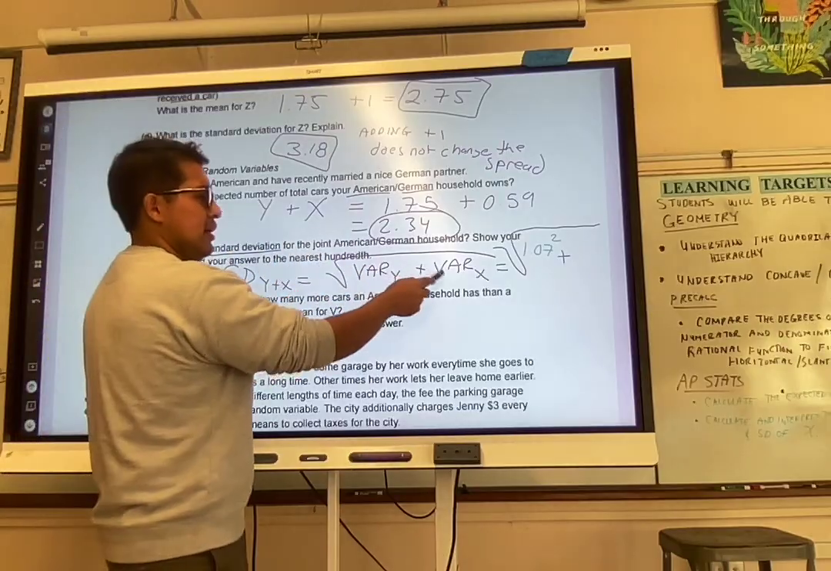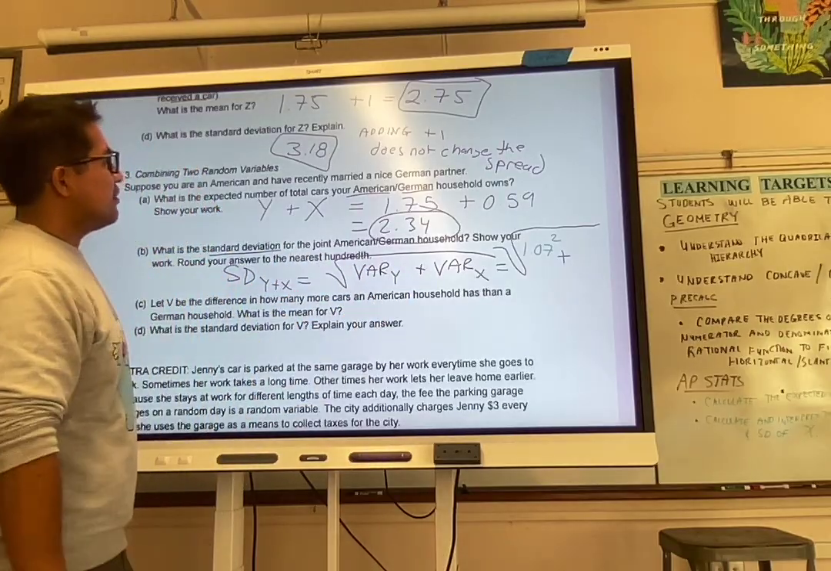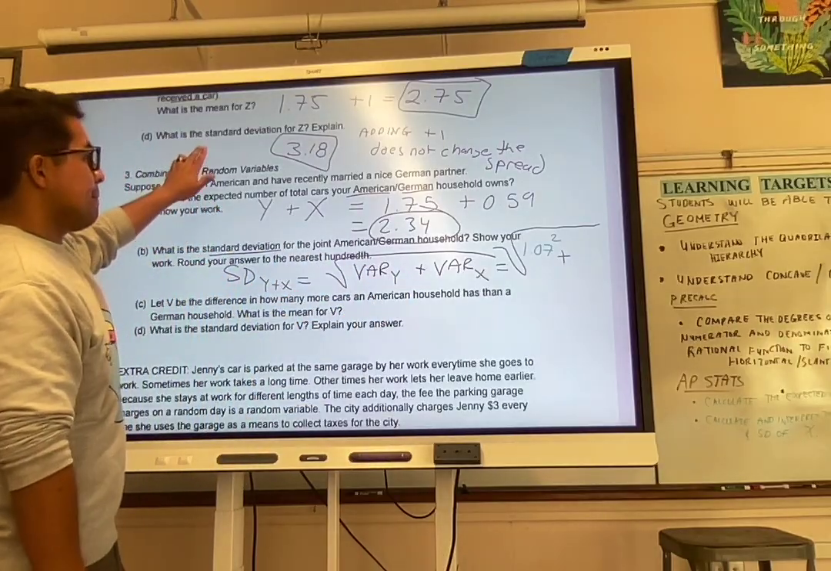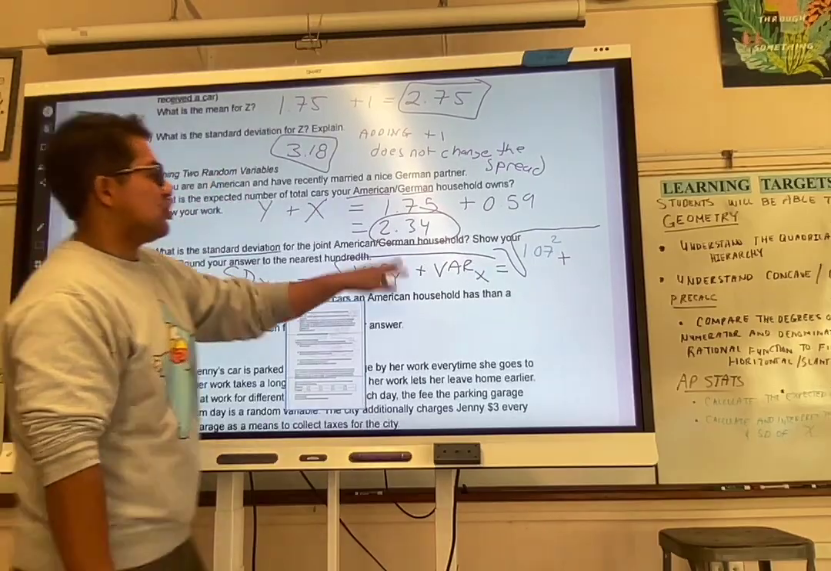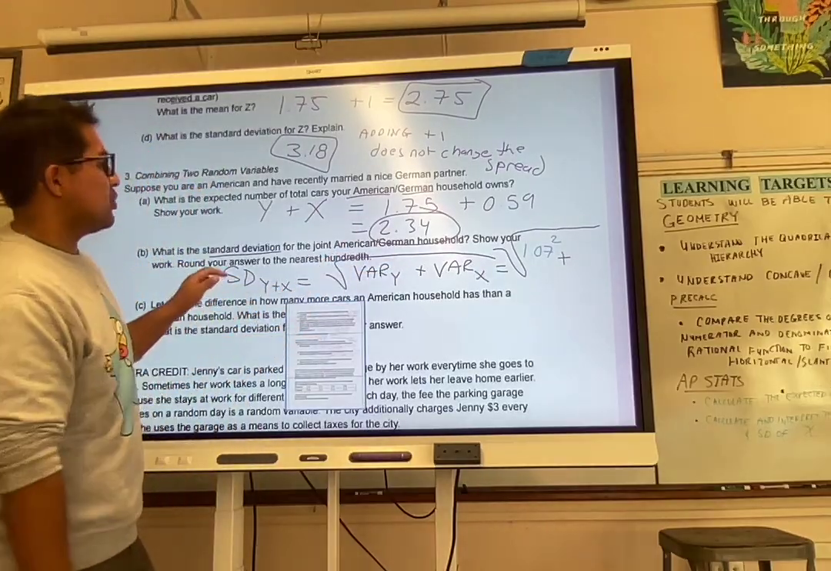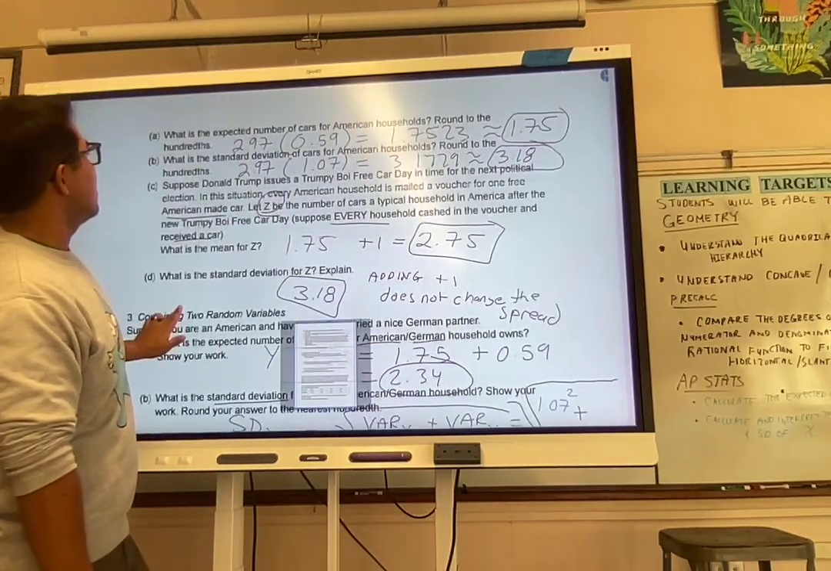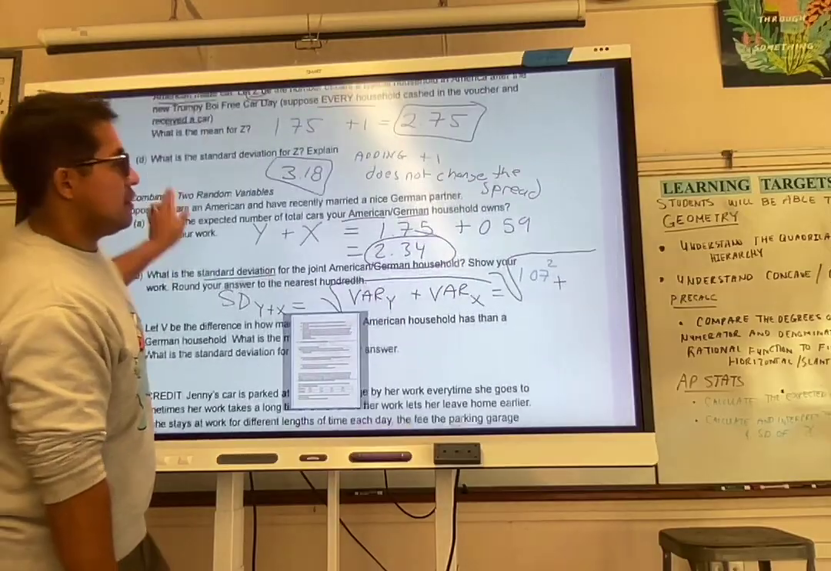And then the variance for American households, if I remember, what was that? Oh, sorry, big X is German households. The variance on the German households, I want to say, was 3.18.